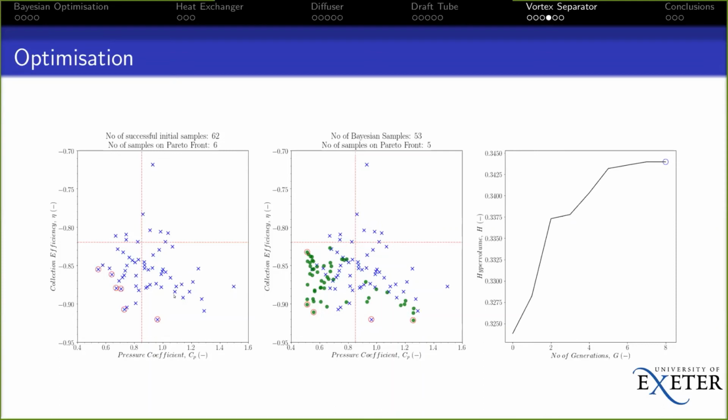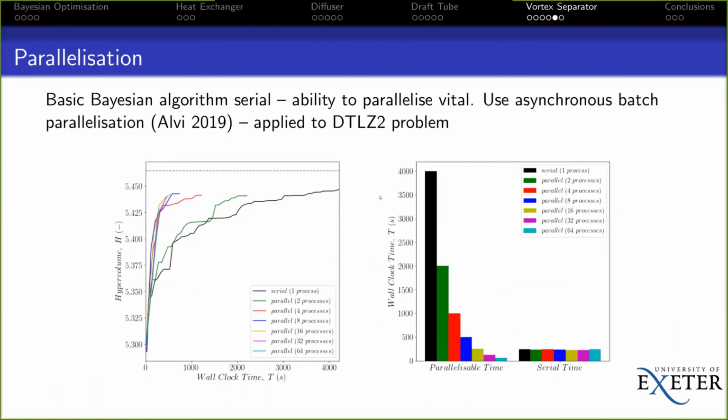So here's our initial sample of 62 to construct our initial surrogate model, and then a further 53 Bayesian samples to refine it. And you can see here how the hypervolume has increased as we think we have got to the ideal Pareto front. Now, just to finish, I wanted to mention a couple of things we're working on at the moment, and these are things we're investigating in the Bayesian process, not necessarily yet applied to the CFD.